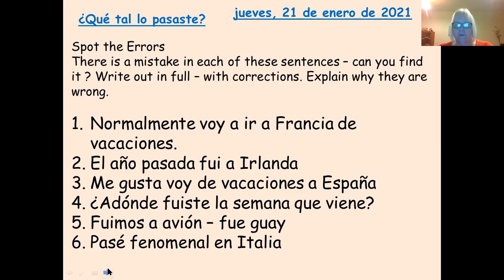So here I want you to look at the sentences. I want you to write them out in full, please, with corrections, but making sure you know where the changes are that you've made. Explain why they're wrong. So don't just say that's wrong and write it out for something different. Think about why is it wrong and explain it, please. It'll take you about 10 minutes, so pause the video now and then move on when you're ready.